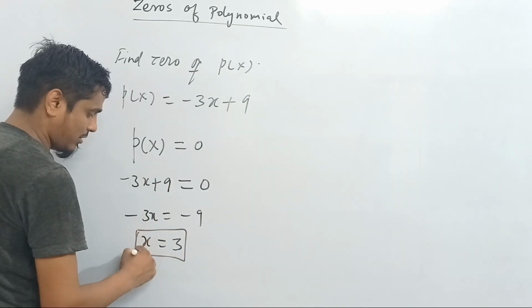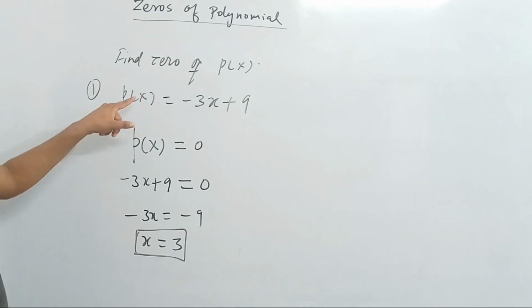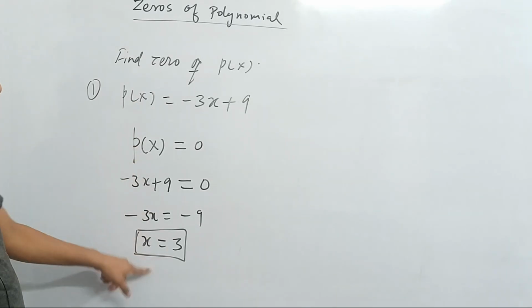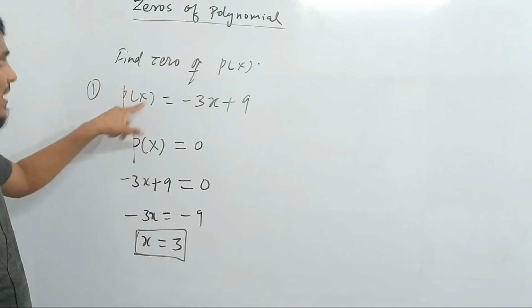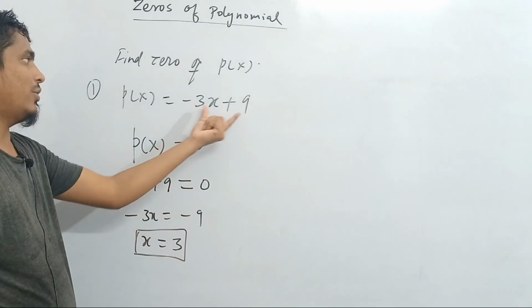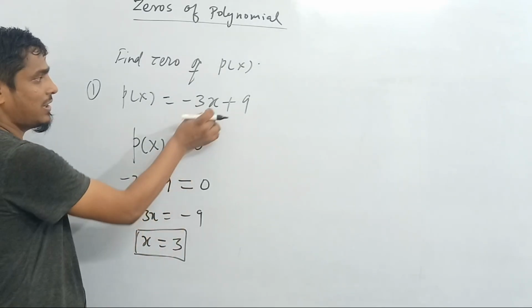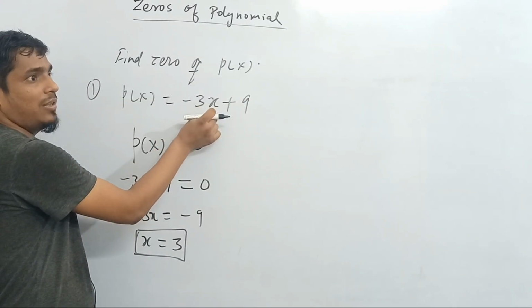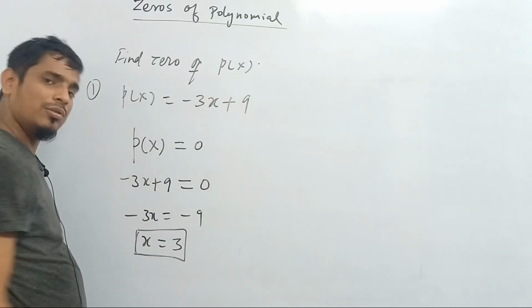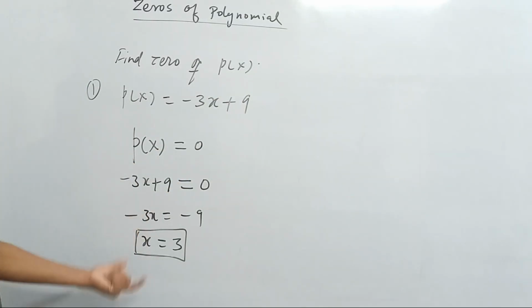So x equal to 3 is the zero of this polynomial. You can try substituting the value of x over here and check whether at x equal to 3 it is going to be 0 or not. If you put x as 3, then minus 3 times 3 is minus 9, plus 9 is going to be equal to 0. So this way we can find the zero of a linear polynomial.